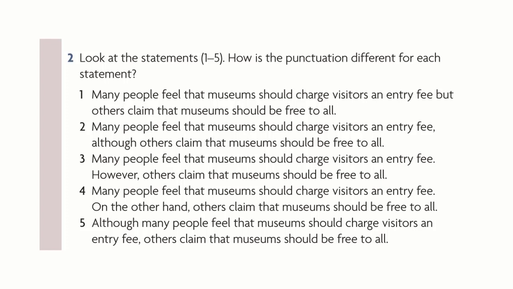Okay. Did you find the difference between sentence 1 and 2? In sentence 1, there is a connecting word, but. However, in sentence 2, the writer has used although. But did you notice that before "but" and after "fee," there is no comma in sentence number 1. However, in sentence number 2, you have a comma after "fee."